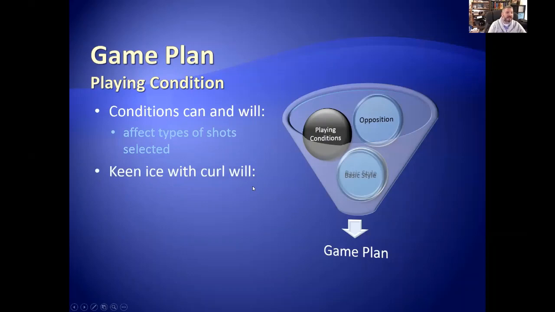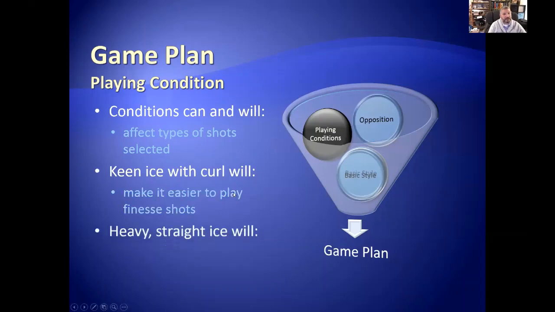Keen ice is ice that is fast and swingy, right? So keen ice with curl will make it easier to play finesse shots. So drawing around a guard, the swingier the ice is, the more opportunity you have to get behind that guard. Slow, straight ice will force a more defensive game because it's harder to get around that guard with the draw. But you can still play tapbacks and things like that. You can still get rocks behind guards. You're just not going to play those draw type shots.